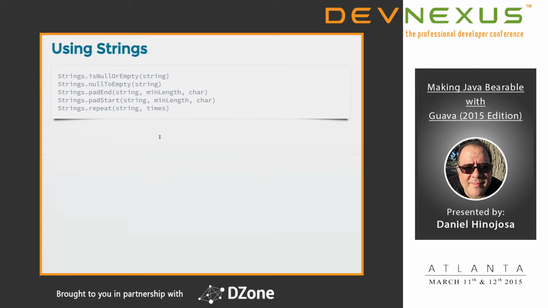Strings. So here's some neat strings utilities. Strings is null or empty. Null to empty. So given a string, anything that is a null will end up as an empty string. So again, you could design all these, but all these are already pre-done for you. You could pad at the end, so things like account numbers, for example. Or you could pad at the start. Or you could repeat a string any multiple number of times.